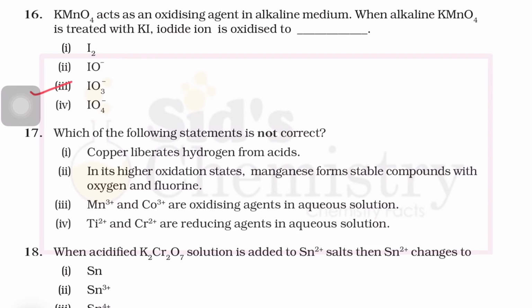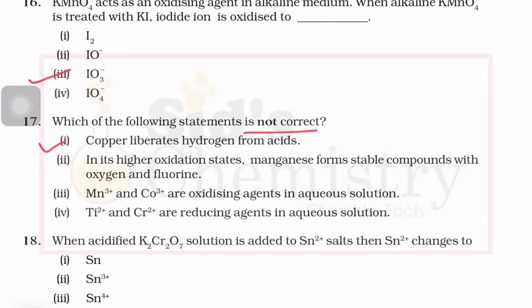Which of the following statements is not correct? Number 1. Copper liberates hydrogen from acids. Number 2. Its higher oxidation state manganese forms stable compound with oxygen and fluorine. Number 3. Mn3+ and Co3+ ions are oxidizing agents in aqueous solution. And number 4. Ti2+ and Cr2+ are reducing agents in aqueous solution. The incorrect statement is statement number 1 only, and therefore the correct answer for this question is option number 1, that is copper liberates hydrogen from acids.